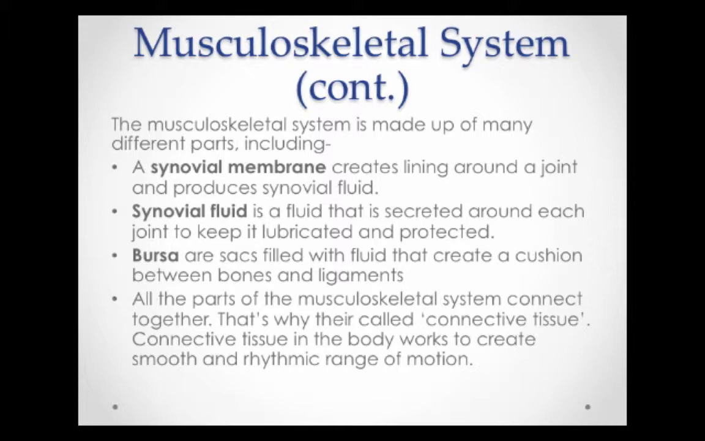You've probably heard of bursitis. It is caused by an inflamed bursa, often in an overused joint. All the parts of the musculoskeletal system connect together. That's why they're called connective tissue. The connective tissue in the body works together to create smooth and rhythmic range of motion. Remember, bones form a joint, muscles move a joint, ligaments and tendons stabilize a joint, and cartilage and synovial fluid and bursa cushion a joint.